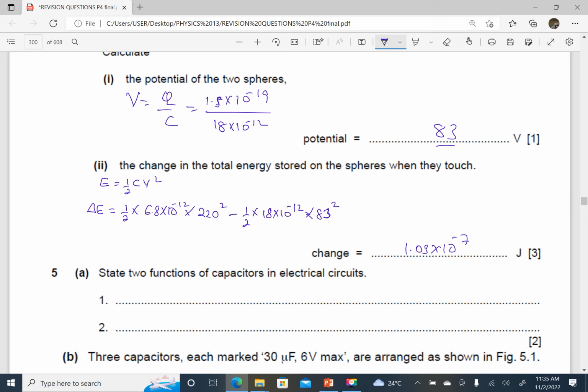You could also have used the half QV because the charge remains the same.